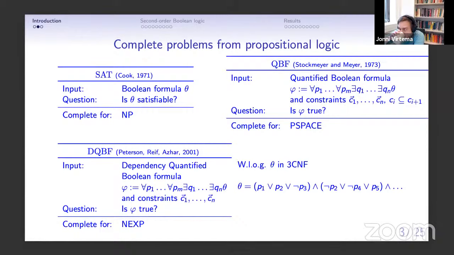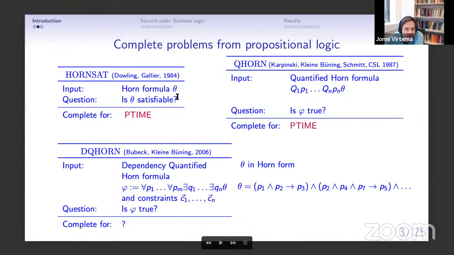Okay, so what can we do to make this a bit more simple? Well, if we assume that the matrix theta here or here or here is a Horn formula, so this kind of conjunction of implications where the antecedent here is the conjunction of propositions, and the consequent is a single proposition. Then we get that both Horn satisfiability and quantified Horn satisfiability are in polynomial time.